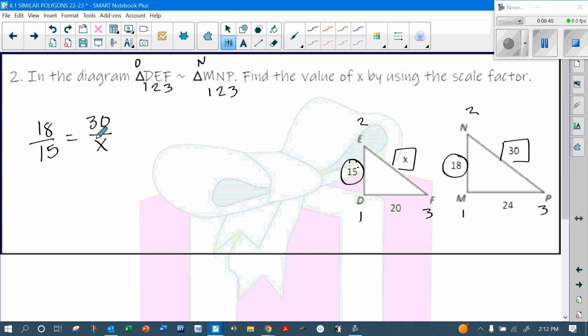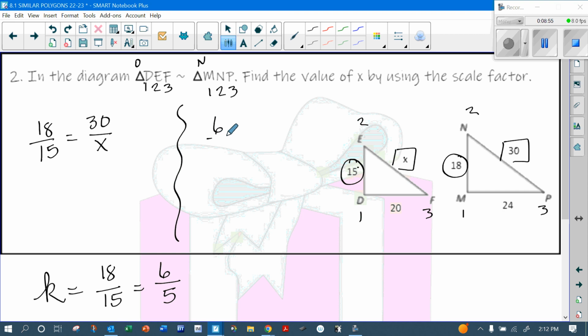Okay, and then you're just going to cross multiply. Now, if you get your scale factor first, so if you come down here and you get your scale factor first, I know 3 goes in 6 times, I know 3 goes in 5 times, so you can use your scale factor. So you could do 6 over 5 goes with 30 over X. Okay, or you can just compare the sides.